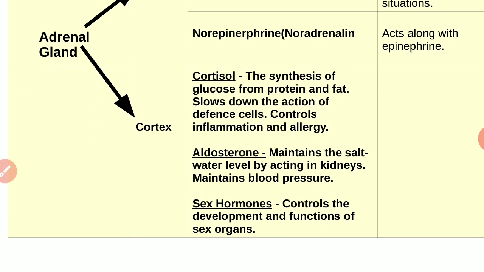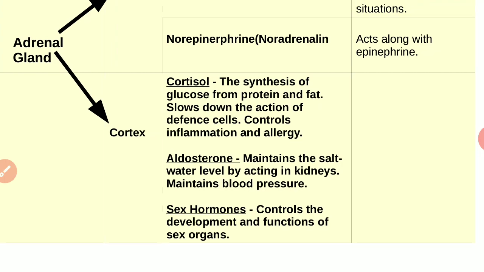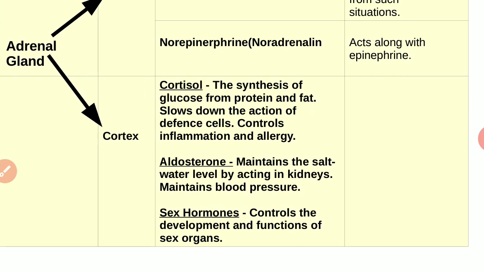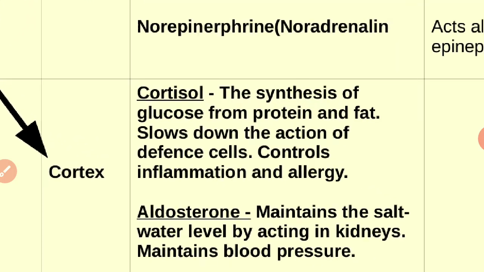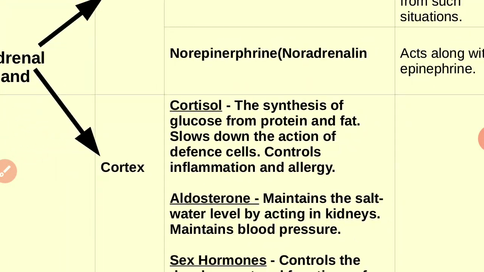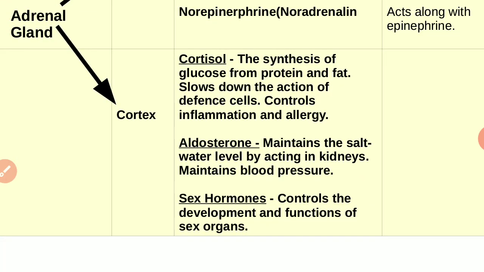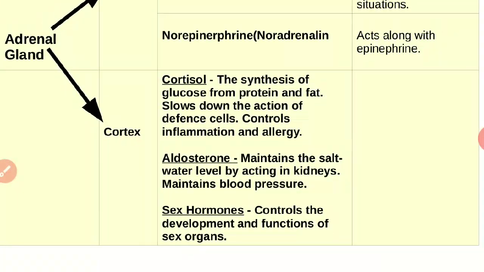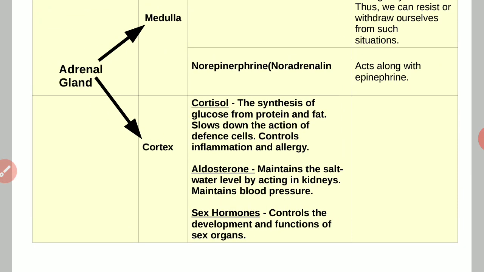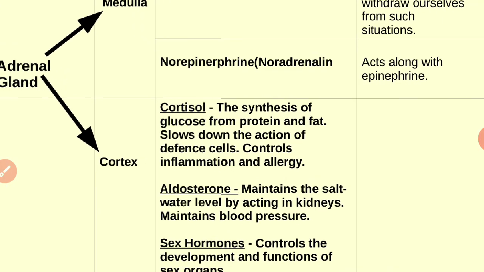Then let us see the cortex. The adrenal gland has a second part named the cortex. The cortex produces three hormones. One is cortisol, second is aldosterone, and third is sex hormones. These are the three main hormones produced by the cortex of the adrenal gland. Let us see one by one.